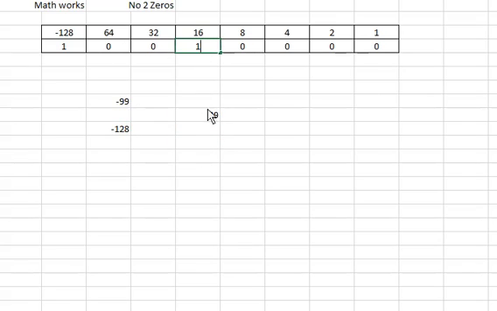So the first one is 16. Okay, because that's the biggest, highest number. And then I'm left with 13 to go. So 1, 8. I'm left with 5 to go. And then 1 and 1. And all those numbers add up to minus 99. Okay, and you can check this in the exam.